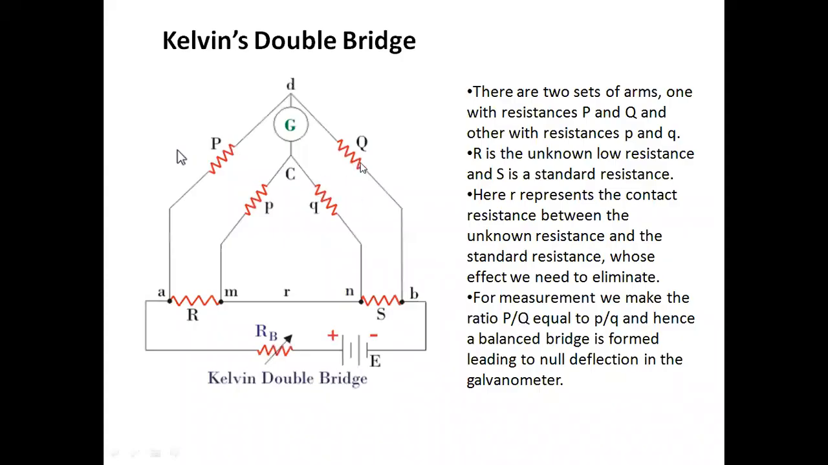So capital P and capital Q are known, and capital S is known. Then, with null detection, using the formula capital R equals P by Q into S, we can easily find the load resistance, that is capital R equals capital P by Q into S. So from here you can conclude that the low resistance can be measured using the Kelvin double bridge, or the Kelvin double bridge is used to measure low resistance. This can be a 1 mark short question. Okay.